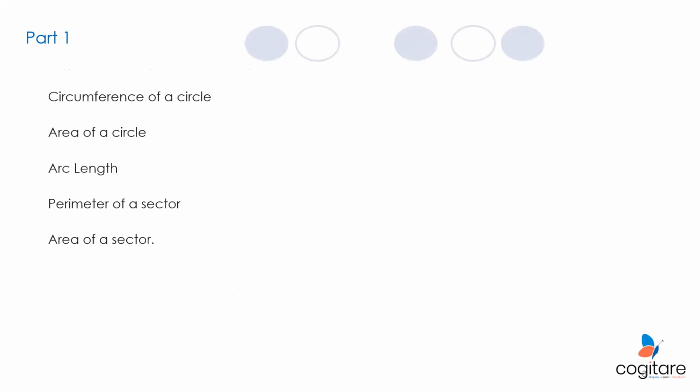We're going to break this up into 3 parts. Okay, part 1 is just the basic: circumference, the area of a circle, arc length, area of a sector, and perimeter of a sector. These are very intuitive, so let's look at part 1.